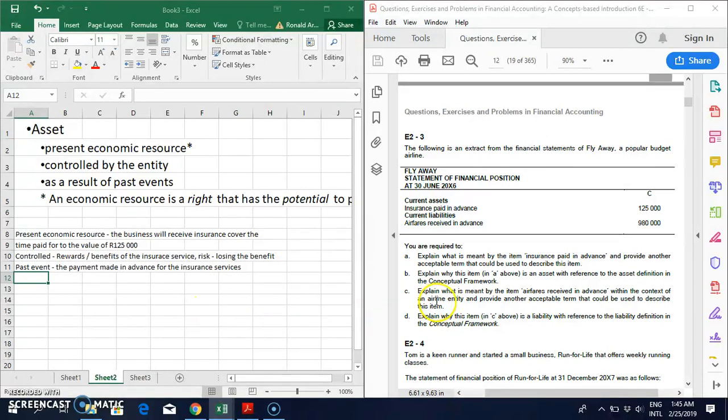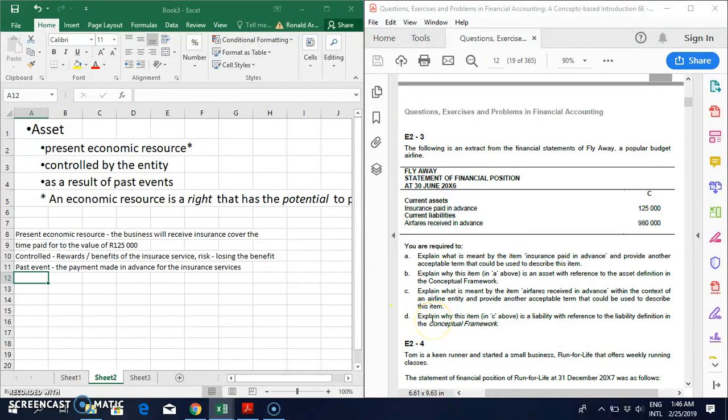The next item says, explain what is meant by airfares received in advance within the context of an airline entity and provide another acceptable term. So we know that airfares received in advance, it means you receive money from your customers in advance and now you owe them the service, right? So we also know that this is known as income received in advance, right? Or airfares liability, because it means now you owe them. So they've given you the money for the service, but you have not rendered the service yet. When you owe them, we of course know it's a liability.